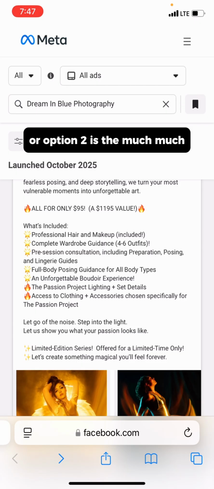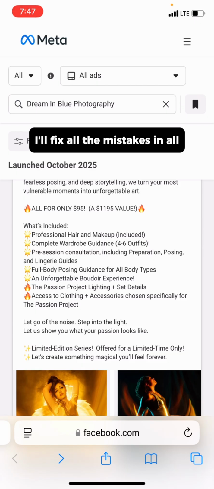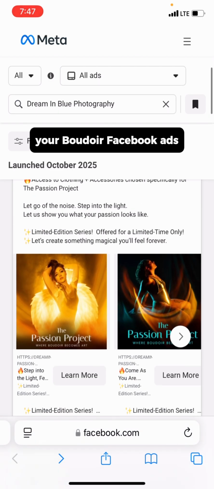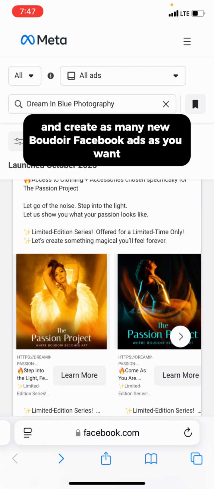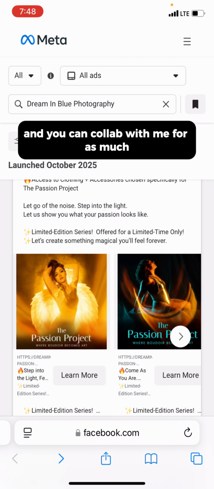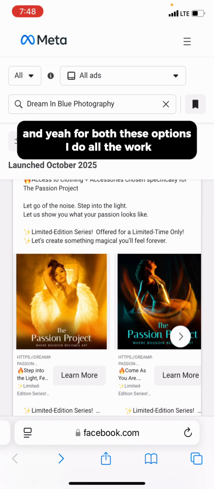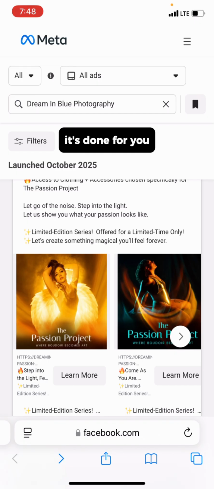Or option 2 is the much, much, much higher value option, which is I'll fix all the mistakes in all your boudoir Facebook ads and create as many new boudoir Facebook ads as you want for $100 a month. Flat fee, no contracts, month to month, cancel anytime, and you can collab with me for as much or as little as you want. And yeah, for both these options, I do all the work. It's done for you.